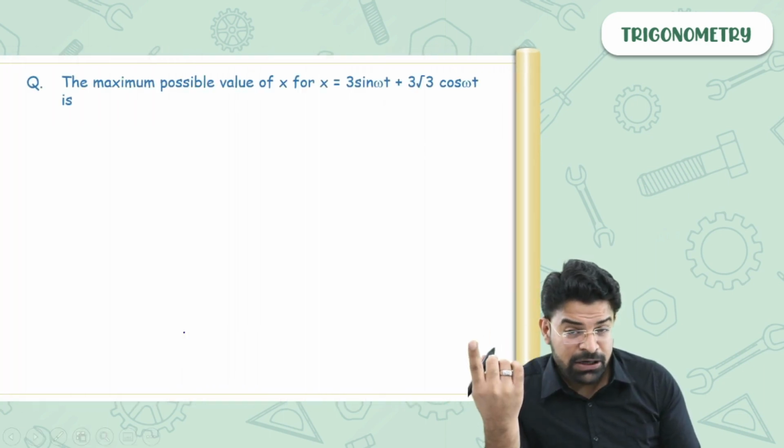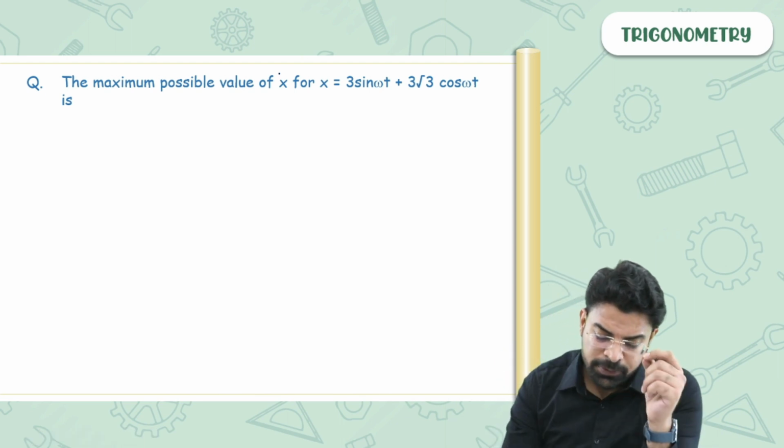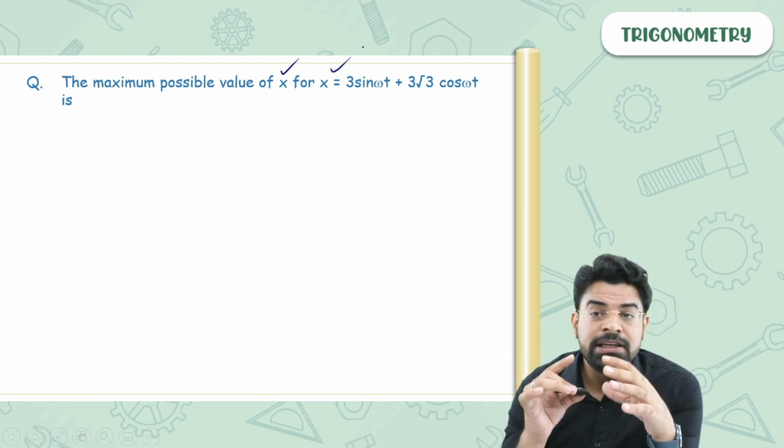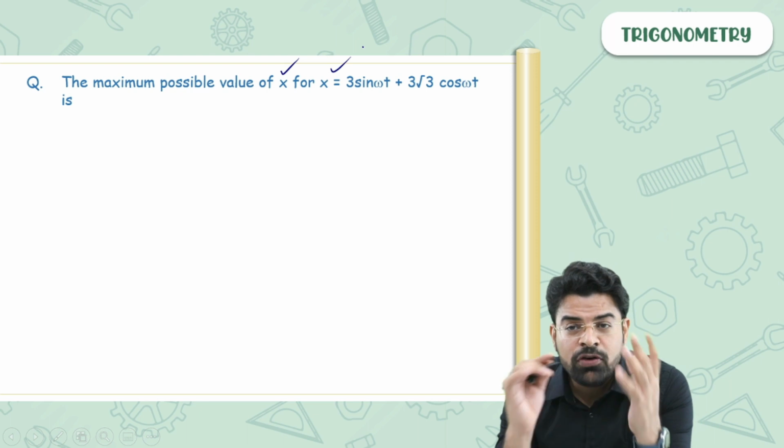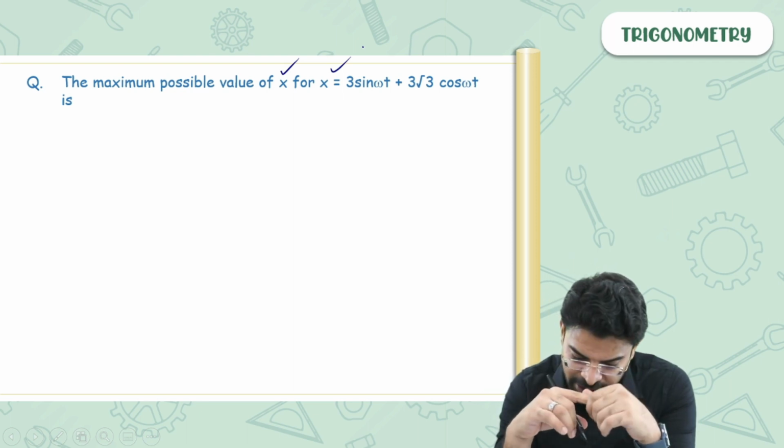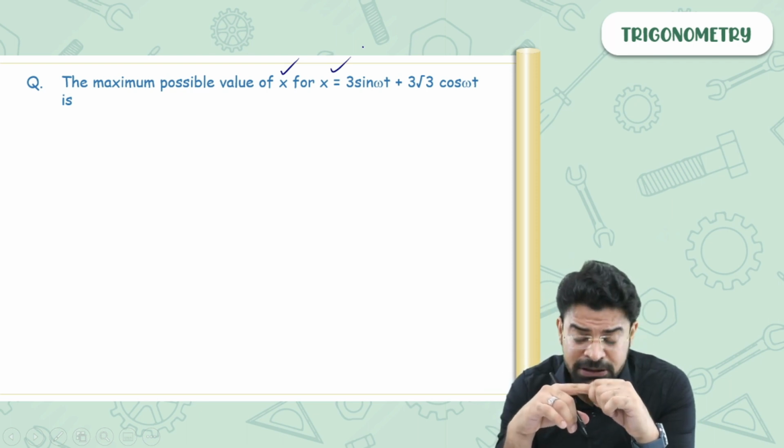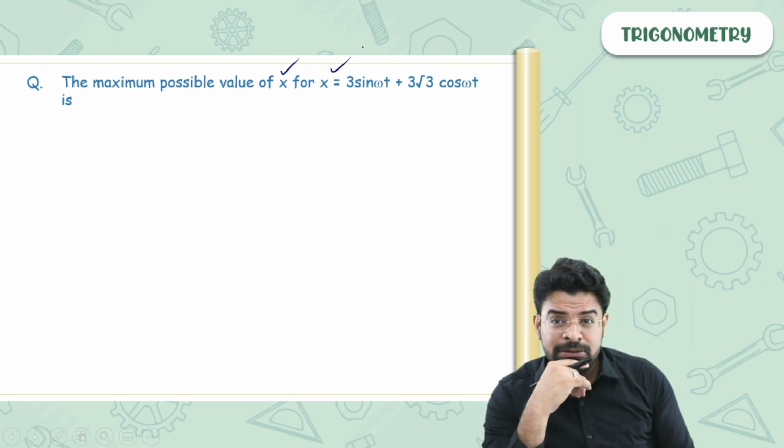This is an example kind of from SHM. What is the maximum possible value of x for x equals 3 sine omega t plus 3 root 3 cos omega t? So if x equals 3 sine omega t plus 3 root 3 cos omega t, what is the maximum possible value of x?